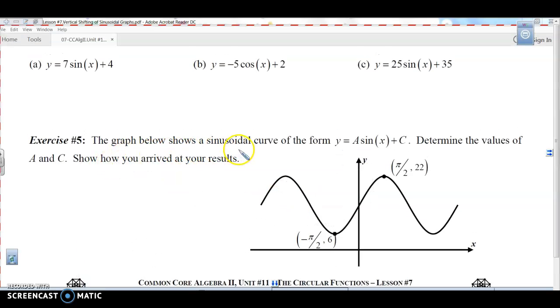The graph below shows a sinusoidal curve of the form y equals a sine x plus c. Determine the values of a and c and show how you arrived at your results. Okay, so we have this graph.